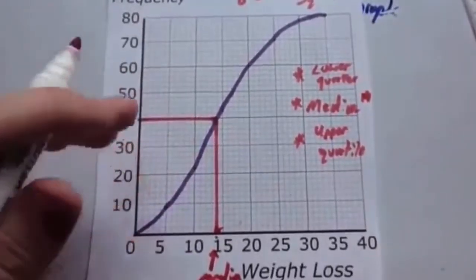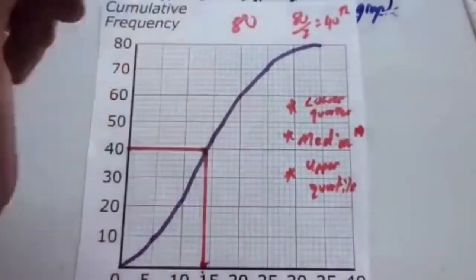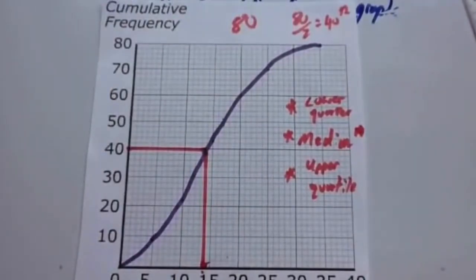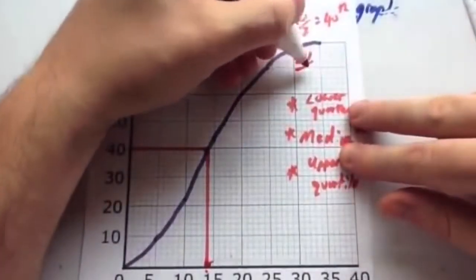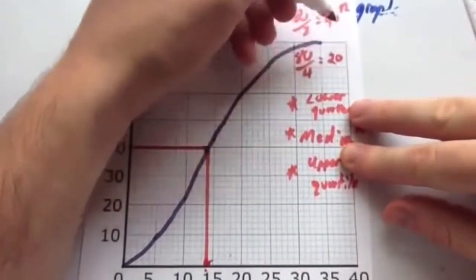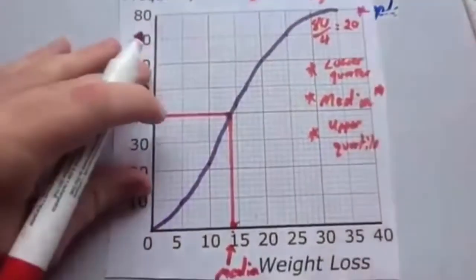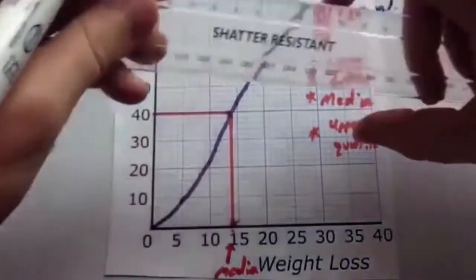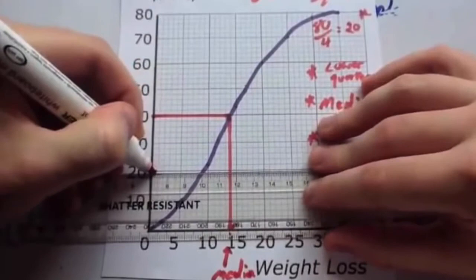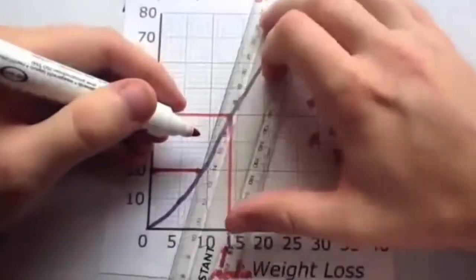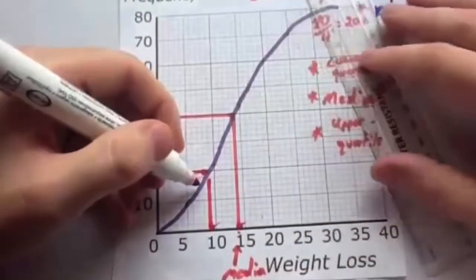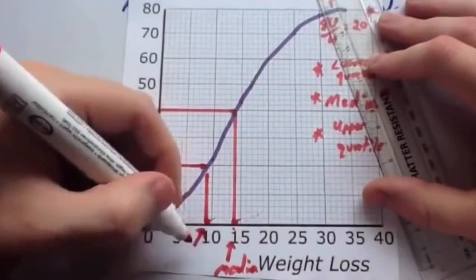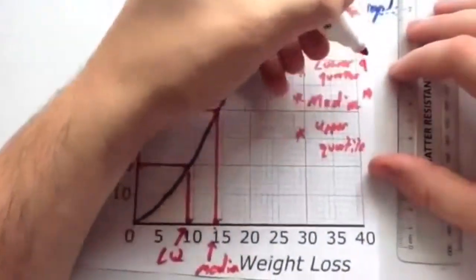Now let's find the lower quartile. Because there's 80 people, the lower quartile is a quarter of the way in, where the 25th percentile is. So we do 80 divided by 4, which is 20. So we're looking for the 20th person. Again, you get your ruler, go across to the line, and go down. We find that the lower quartile is 9.